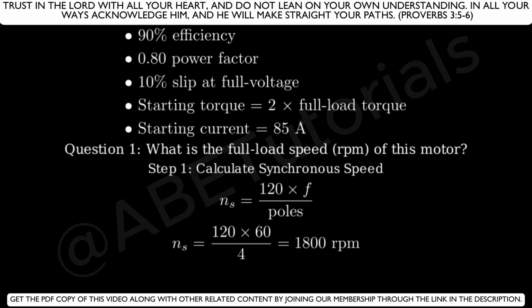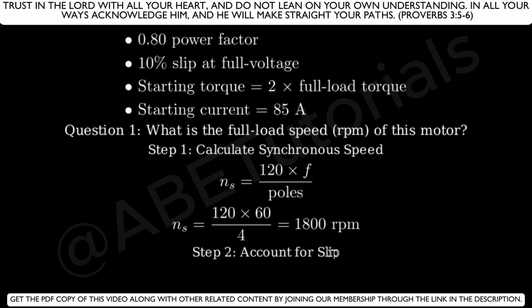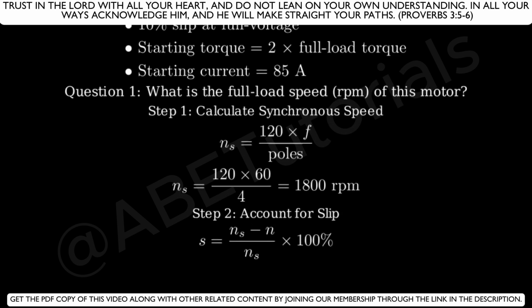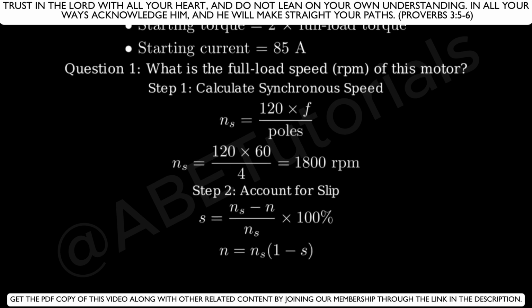Now, an induction motor doesn't run at the synchronous speed. The difference between the synchronous speed and the actual speed is called the slip. Slip is usually expressed as a percentage and is defined as the difference between the synchronous speed and the actual speed, divided by the synchronous speed. From this definition, we can derive a formula for the actual speed. N equals N sub S times 1 minus S, where N is the actual speed, N sub S is the synchronous speed, and S is the slip.